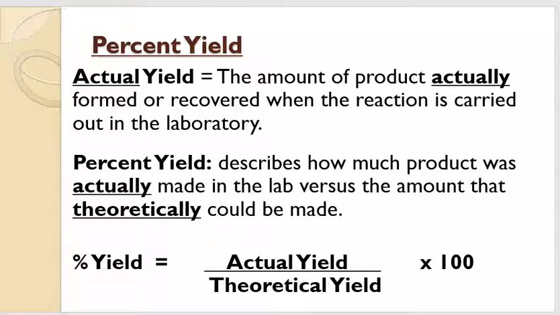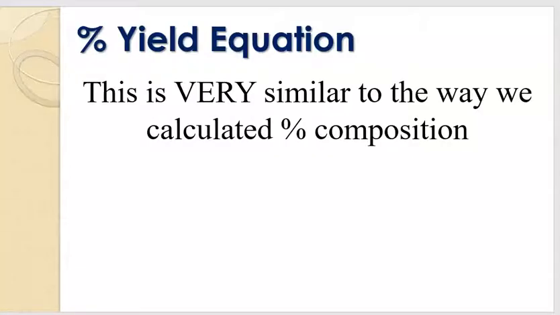Percent yield describes how much product is actually made in the lab versus the theoretical amount. This has a very simple equation, and that is percent yield is equal to the actual yield divided by the theoretical yield times 100. If you're saying to yourself, this looks very familiar, you are correct. This is very similar to the way we calculate percent composition.